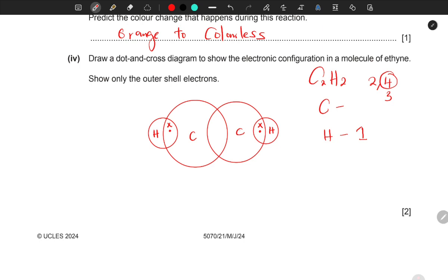But remember that carbon to carbon, there can also be a donation. Okay? They can also be what? A donation. Because here's the thing. Hydrogen can only accommodate 2 electrons. So hydrogen is okay there.